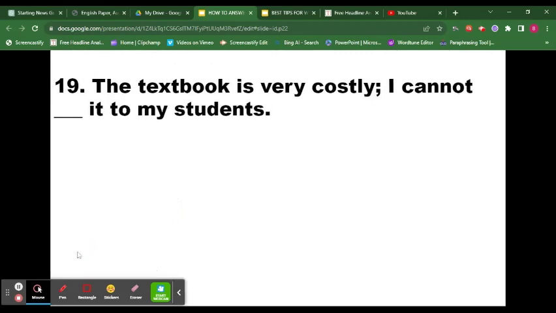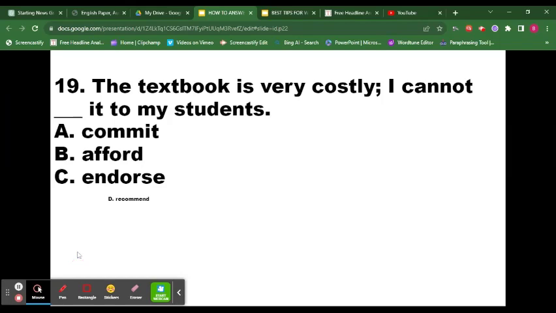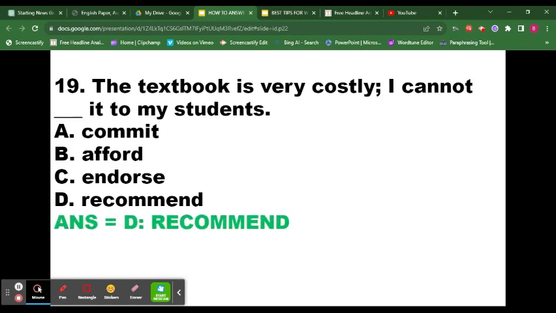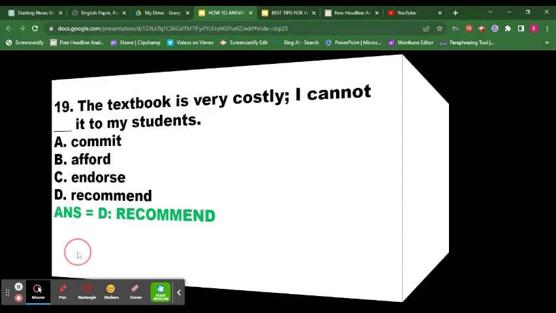Question number 19. The textbook is very costly. I cannot dash it to my students. A, commit. B, afford. C, endorse. D, recommend. The correct word is recommend. So D is correct. You recommend books to your students.